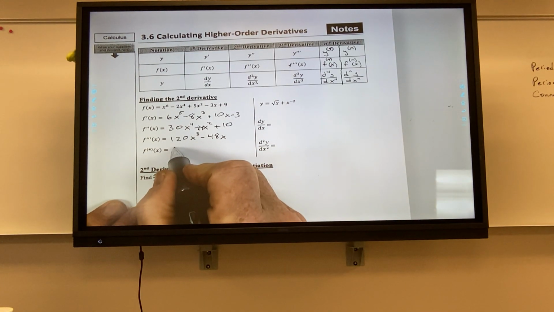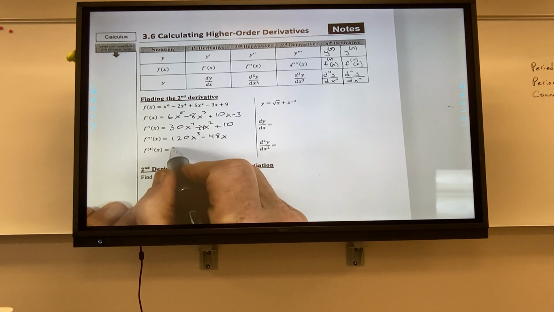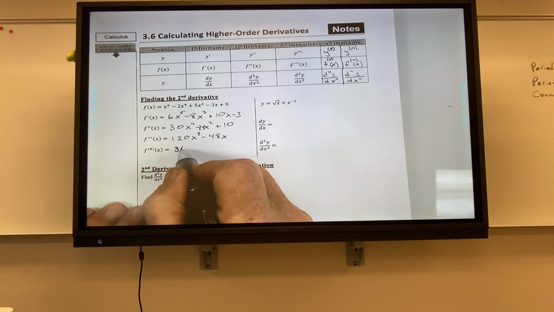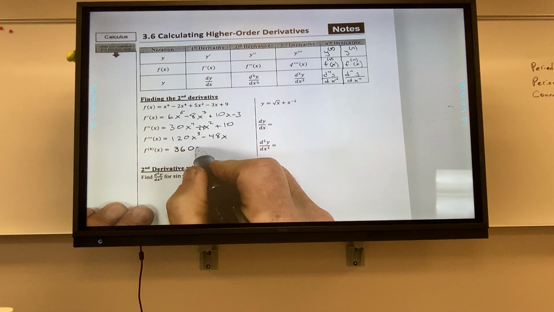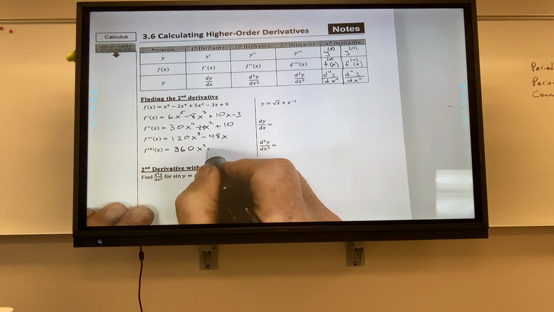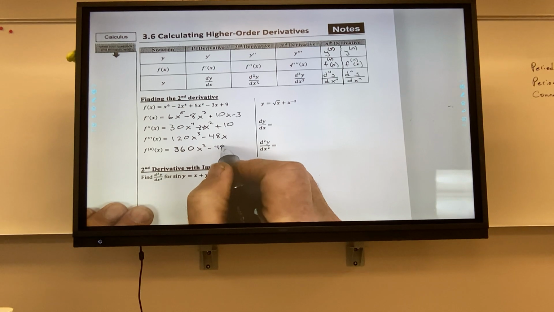Okay, so the fourth derivative? I have not gotten that far yet. Oh, well, can you? Well, 120 times 3 is, I'm just going to do this in my head. 12 times 3 is 36, so 360x squared minus 48. That's 48. All right.